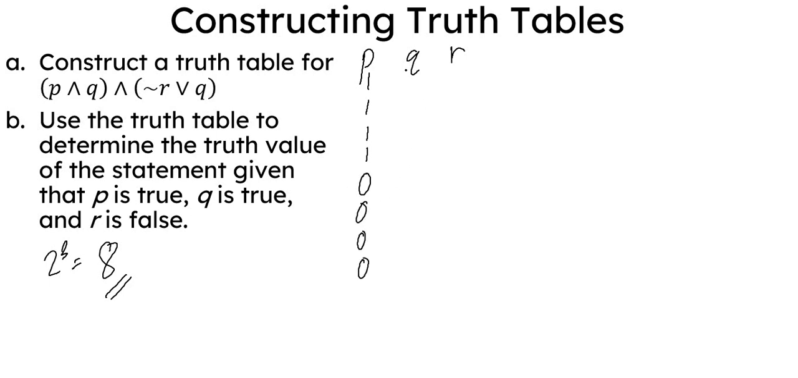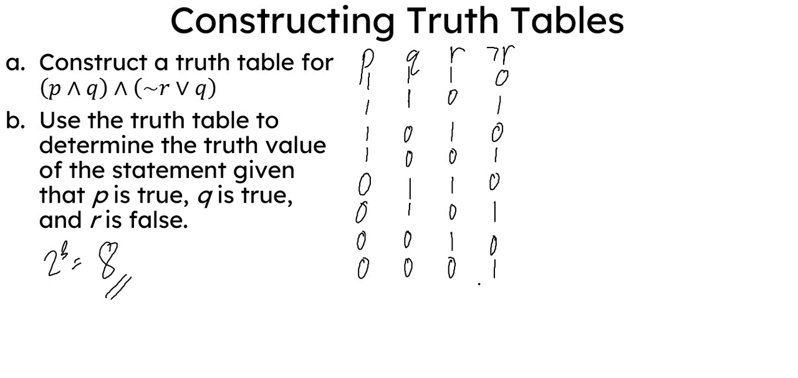Then for Q, two true, two false, alternating. True, true, false, false, true, true, false, false. And R will be alternating altogether. True, false, true, false, true, false, true, false. And that specific pattern is actually already giving us all the possible combinations. So there we go. And now we can go through our specific forms. It's only R that has a not, so I will have a not R here. So I'll just have false, true, false, true, false, true, false, true.